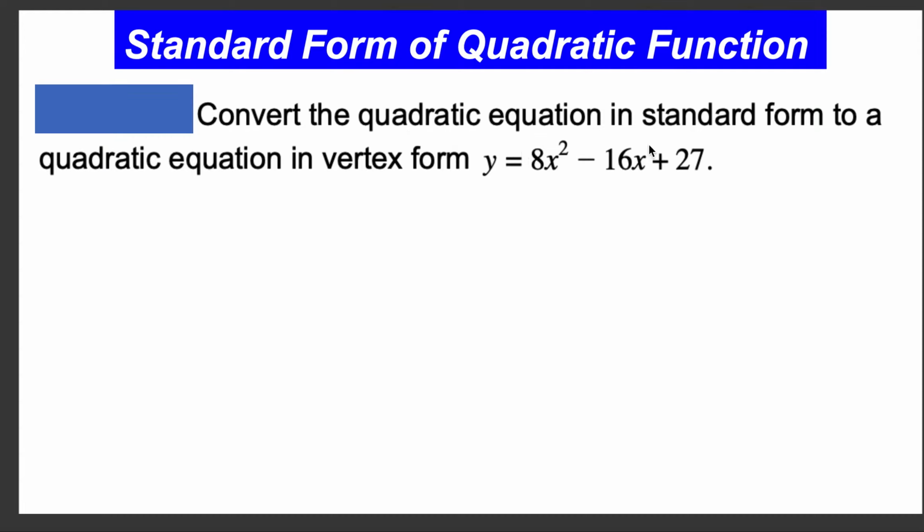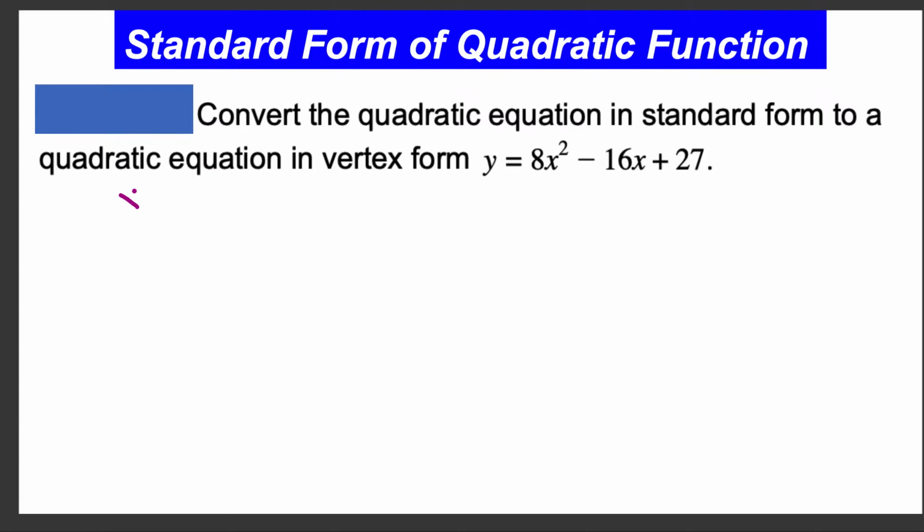Convert the quadratic equation in standard form to a quadratic equation in vertex form. So we already have this equation: y is equal to 8x squared minus 16x plus 27. And if we want to convert this into the vertex form, first of all we will try to find the vertex of this quadratic equation that is in standard form.